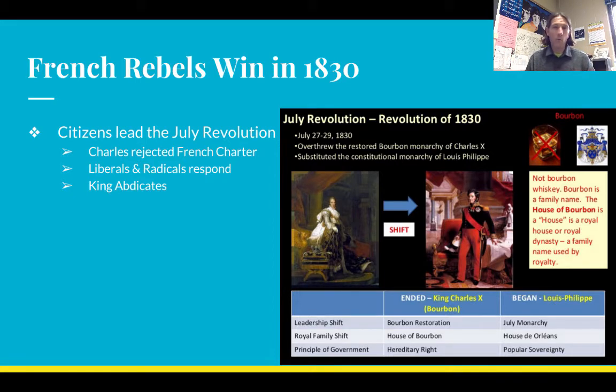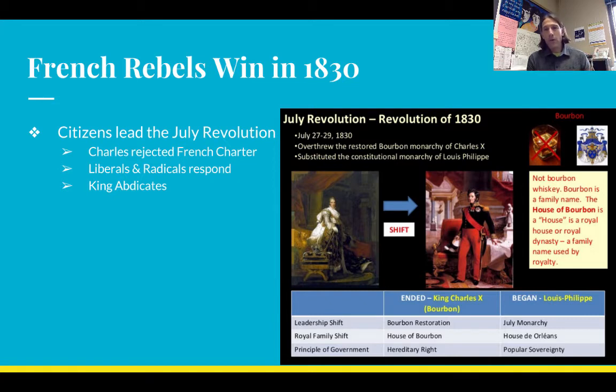And what you're looking at is that Charles rejects this idea of this French charter. He doesn't want limited monarchy. He doesn't want a constitution. As far as he's concerned, he's a divine right king kind of guy. And what you get is you get liberals and radicals throughout France who say, whoa, whoa, whoa, we've been there, we've done that. We didn't go through this whole French Revolution just so we could go back to the way it was before, because that didn't work either.